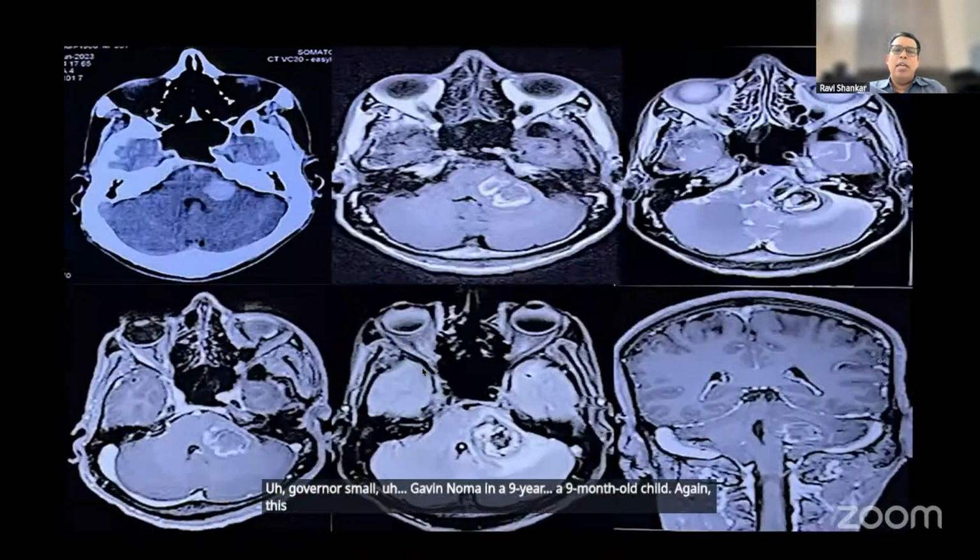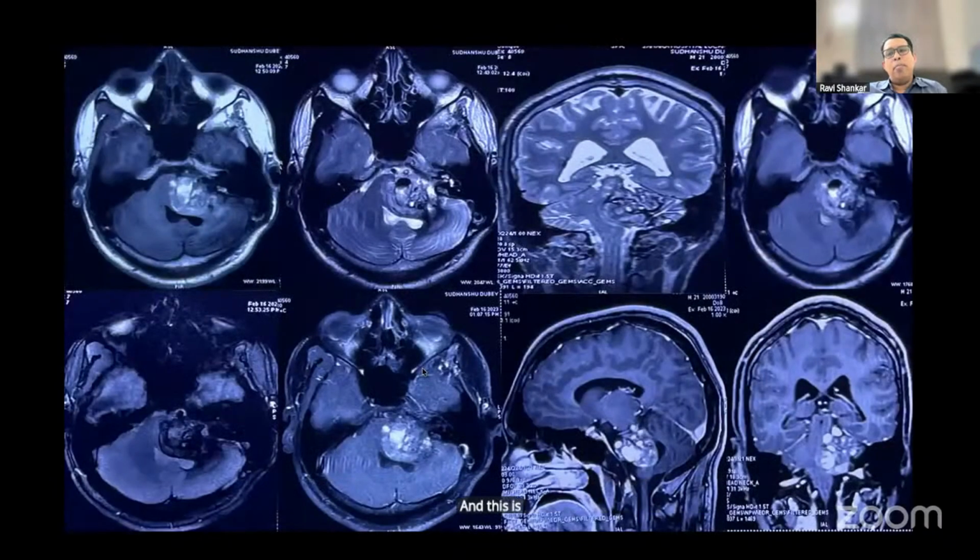Again, this is a cavernoma which increased over a period of time that we operated on in the recent past. And this is a more challenging case. This is an operated case of cavernoma who came to us and then we operated upon.